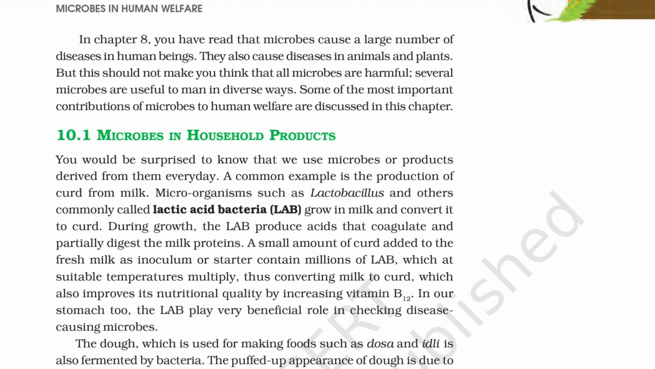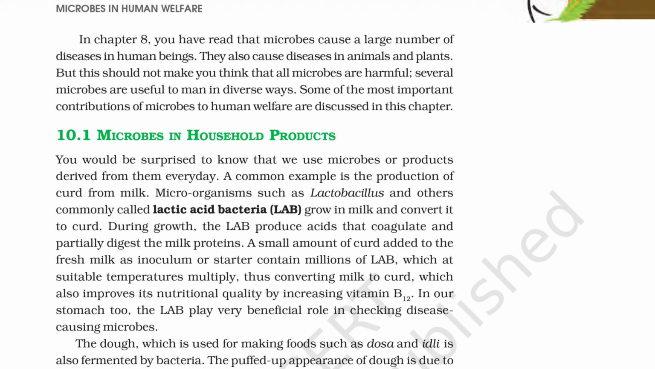A small amount of curd added to the fresh milk as inoculum or starter contains millions of lactic acid bacteria, which at suitable temperatures multiply, thus converting milk to curd, which also improves its nutritional quality by increasing vitamin B12. In our stomach too, the lactic acid bacteria play a very beneficial role in checking disease-causing microbes.